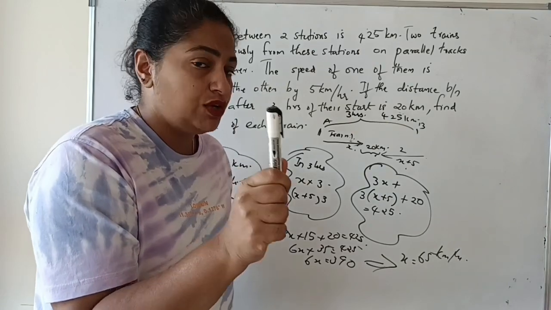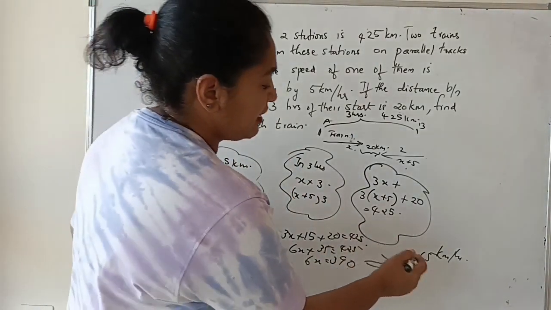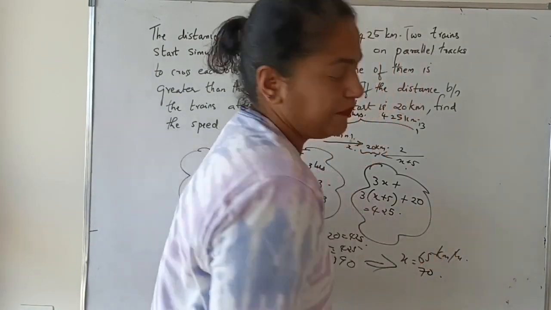So what is the speed of train 2? It is 5 kilometer more than that of the speed of train 1. So it is x plus 5, which is 70.